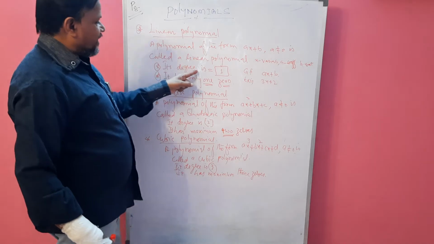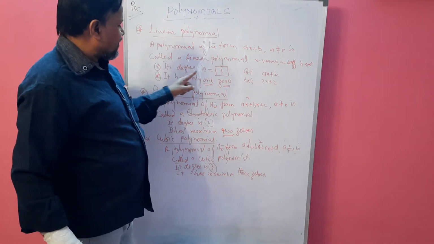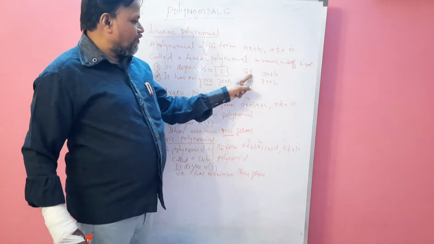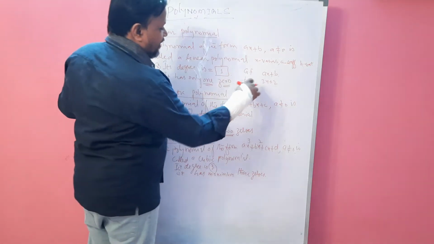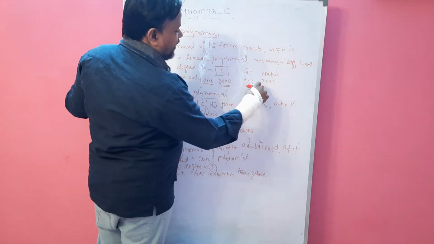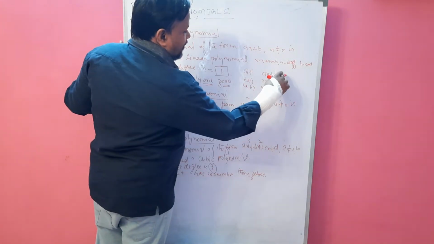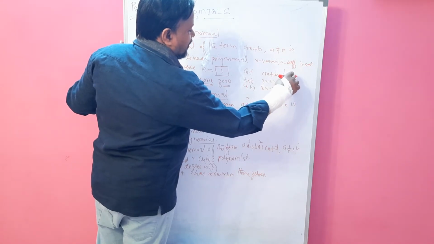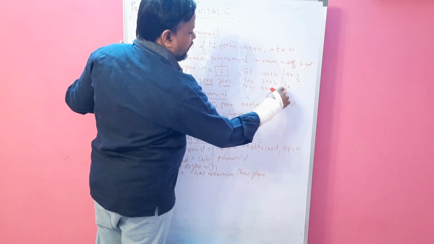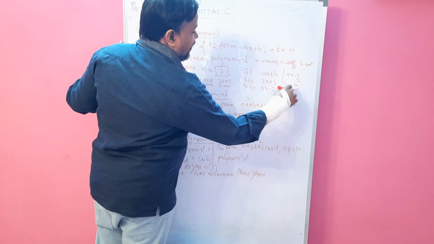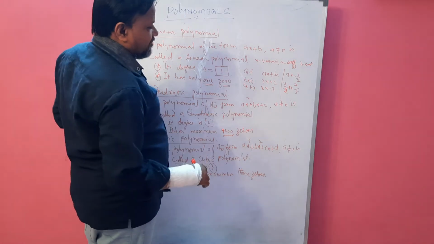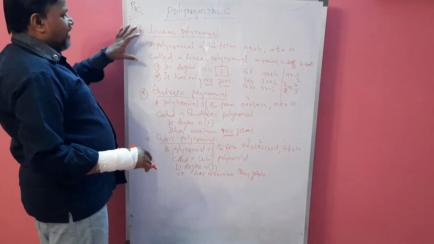Its degree, for linear polynomial, is always 1, and it has only one zero. General form is ax plus b. Example we are taking here. First example is 3x plus 2. Take another example, 8x minus 3. Or like that we can write 9x plus 3 by 2, or 3 by 2x plus 7 by 5. Any number you can take, but variable is only x term and constant term should be there in a linear polynomial.